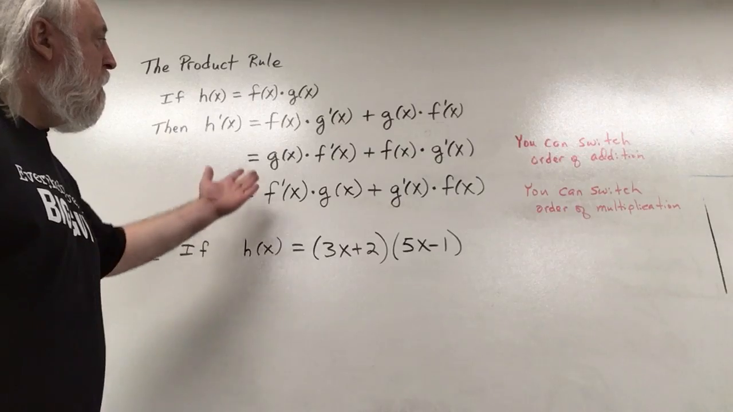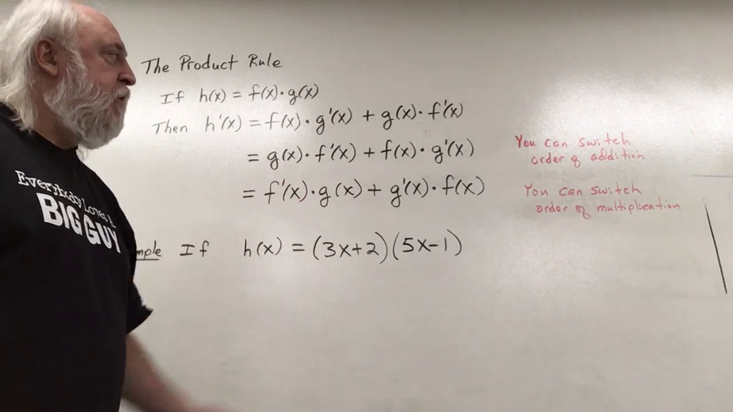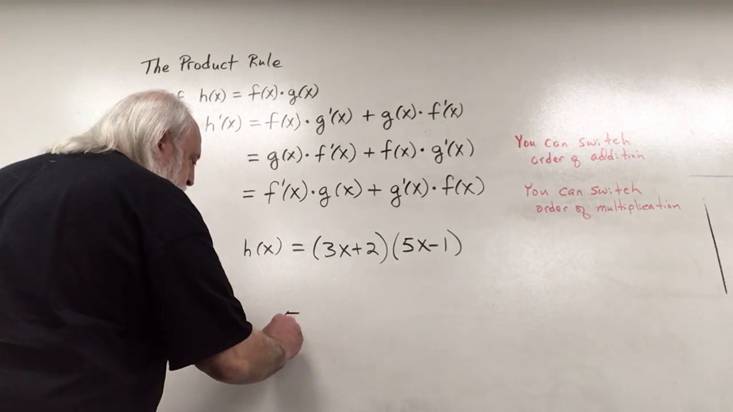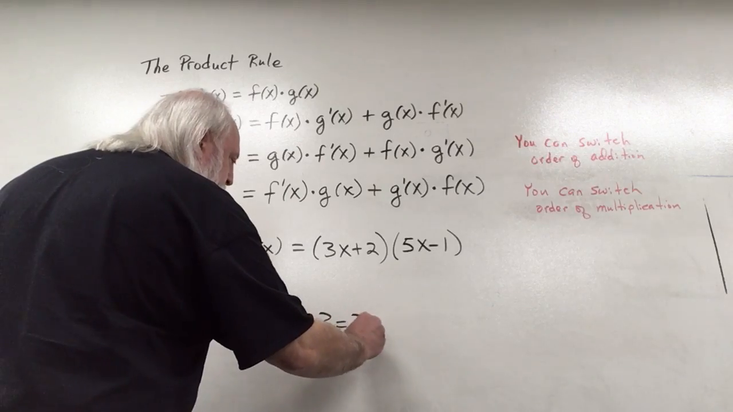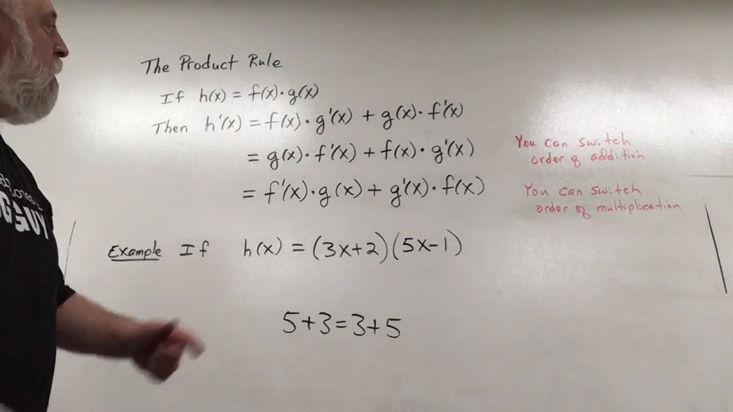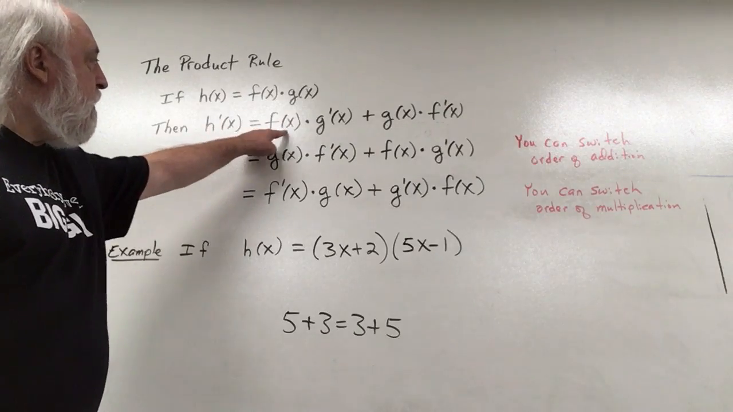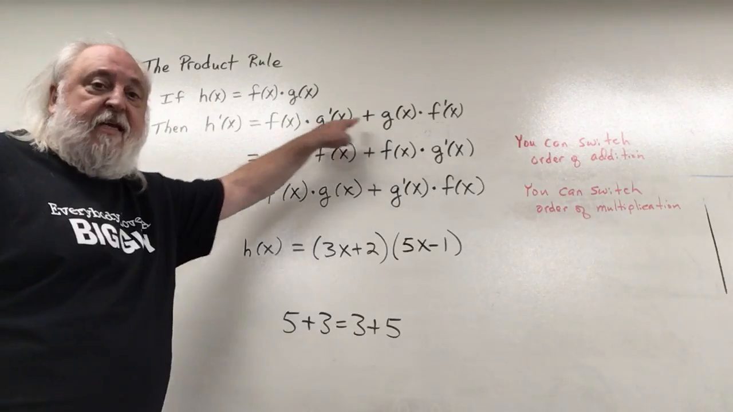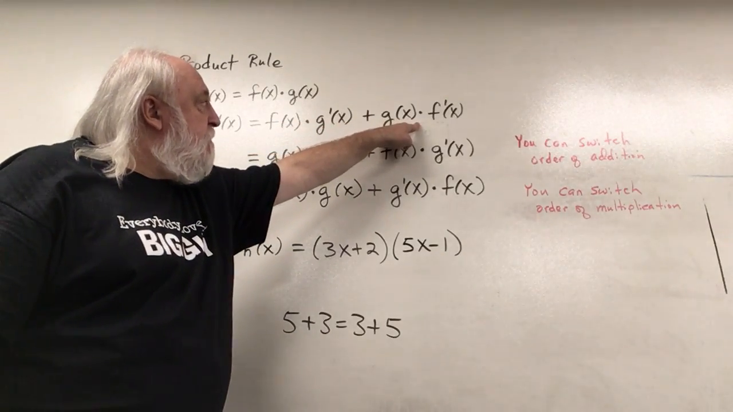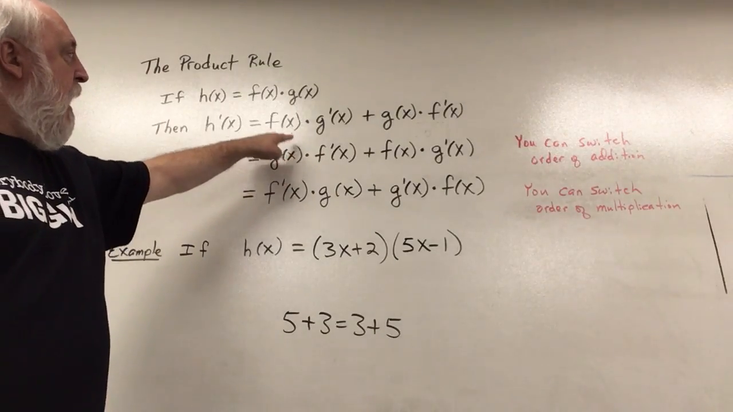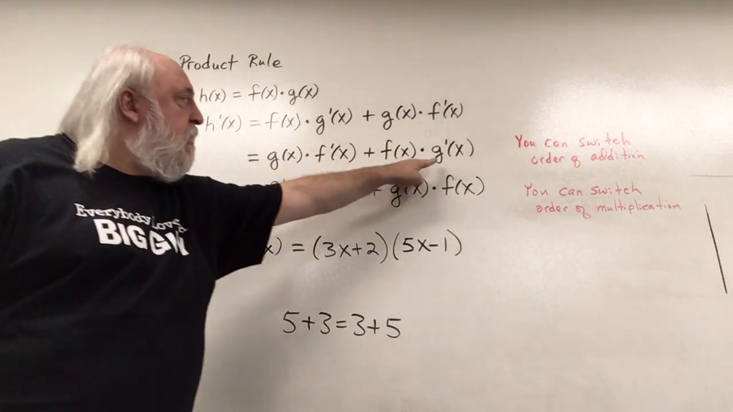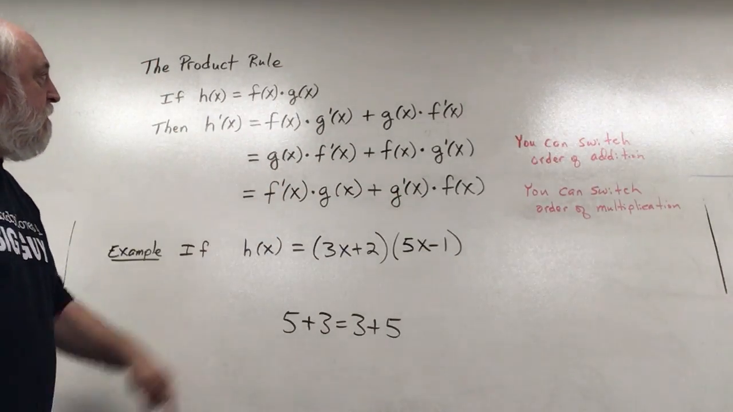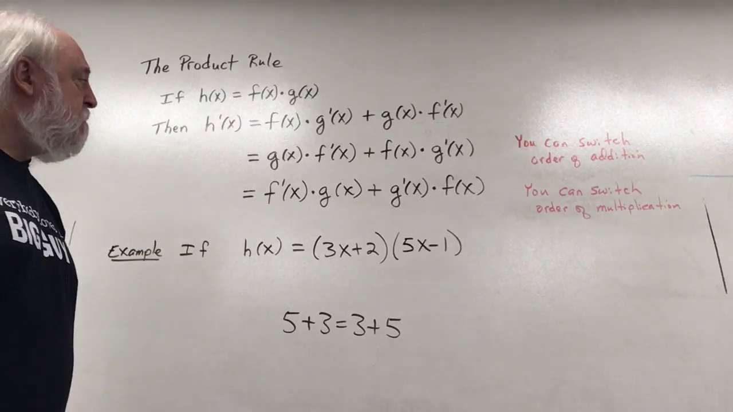Now, in math, you know that when you add two numbers, you can switch the order of addition. You know that 5 plus 3 is equal to 3 plus 5. So another way to express the derivative is to switch the order of addition: put the second term, g of x times f prime of x, first, and then the first product, f of x times g prime of x, second. So this is the second representation of the derivative of this product of two functions.